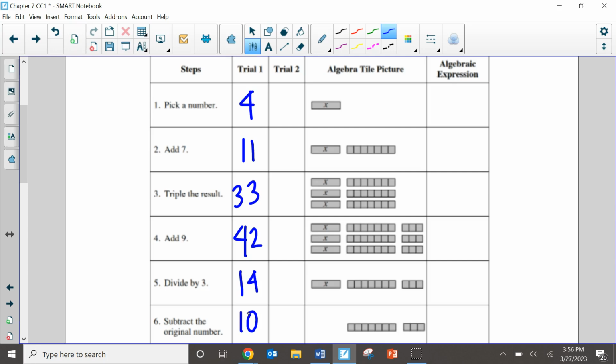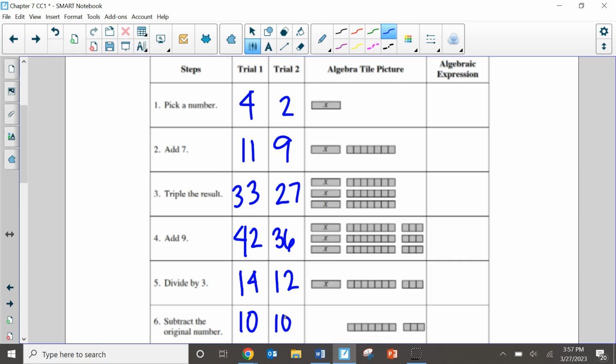All right, I'm going to try a different number. I'll go with 2. Add 7, which is 9. Triple the result, 27. Add 9, which is 36. Divide by 3 is 12. And subtract the original number, which was 2. So I'm left with 10. So I can see that this math magic is going to give me 10 every time.